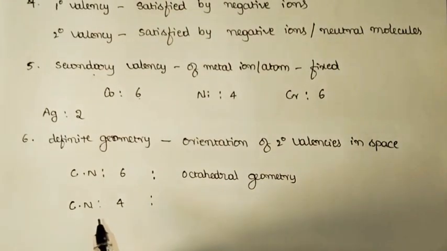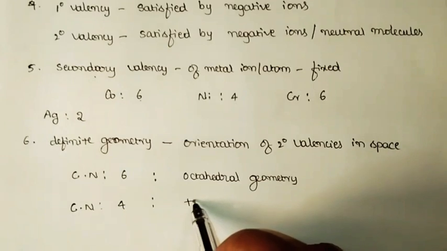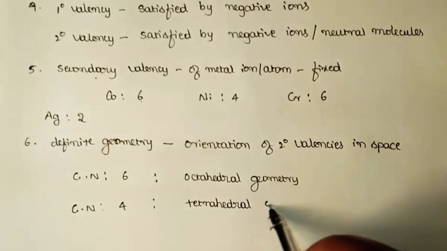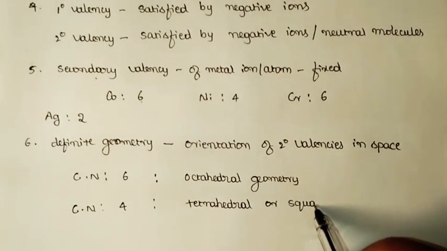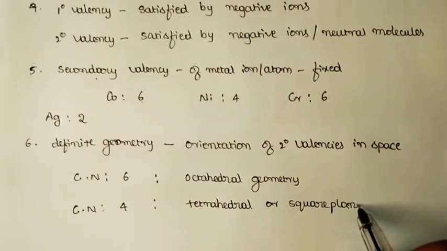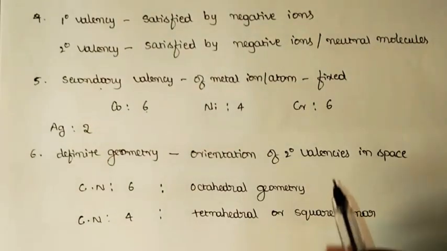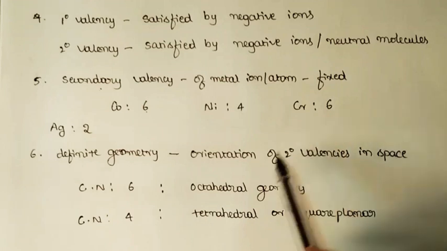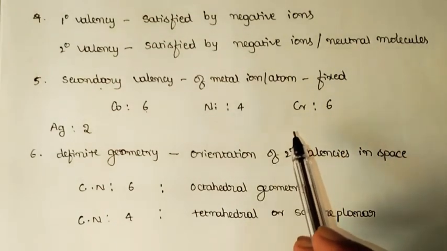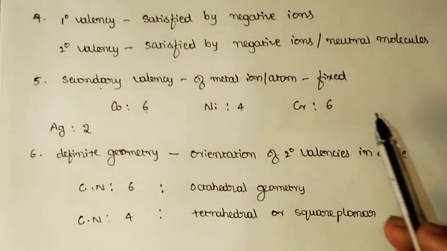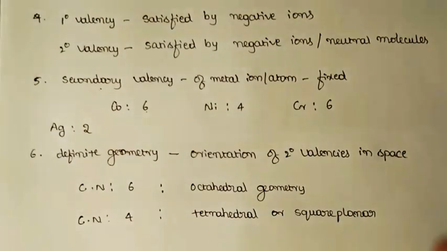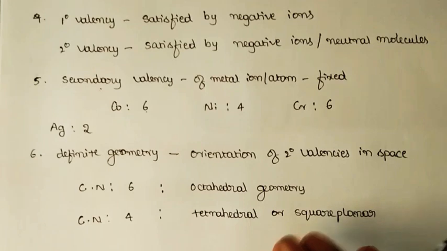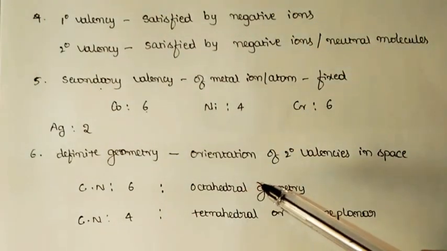And if the coordination number, that means the secondary valency of a central metal ion, is equal to 4, then you get two possibilities: the complex compound may have either tetrahedral geometry or square planar geometry. So in this way, Werner put forward an explanation for the orientation of the ligands around the central metal ion, thereby predicting the geometry of the given complex compound, as well as explaining the formation of complex compounds by the approach of ligands towards the central metal ion and forming coordinate bonds with it. And that's the whole and sole thing about Werner's theory.